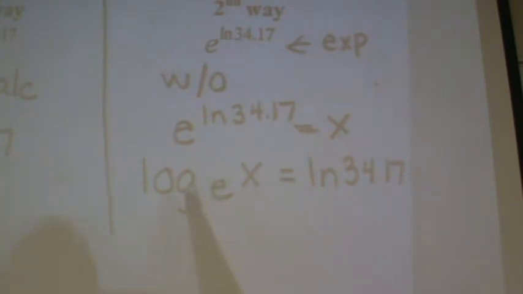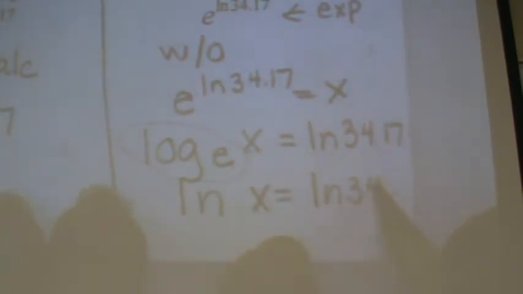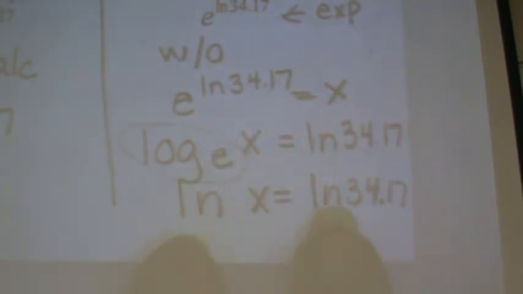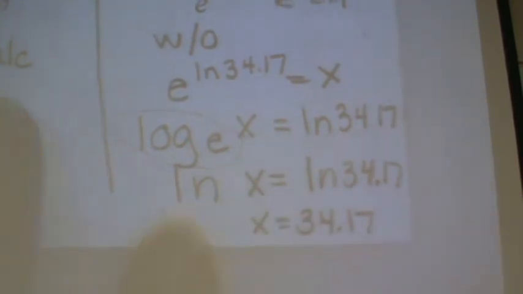Now, we said, what's another name for log base e? How can we rewrite this? You're trying to get these two sides to match. What's another name for ln, or log base e? I just told you, ln. This means ln. Now, are you seeing it here? You have your ln's here. If you cross these two ln's out, what's x equal to? 34.17. Okay, now flip it over.